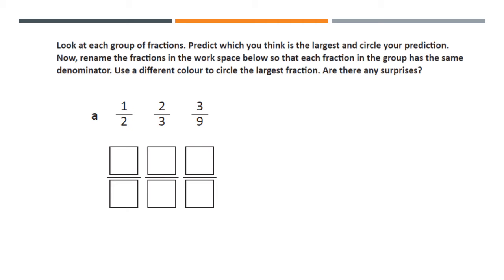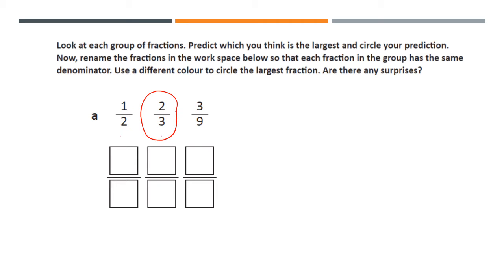Okay, so let's predict. Which one do you think is going to be the biggest one? Is it a half? Is it 2/3? I think 2/3 is maybe a little bit bigger than the half, so that's my lucky one so far. And what about 3/9? I think maybe that is a third, so maybe that is the smallest one. So I think this one is the largest one.